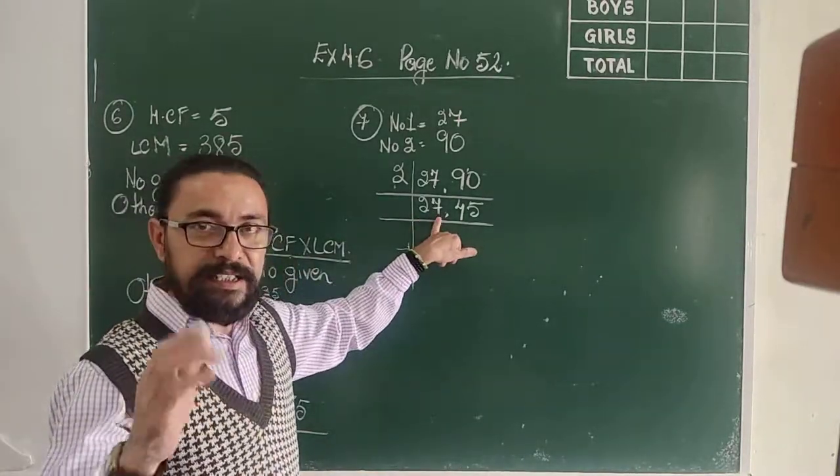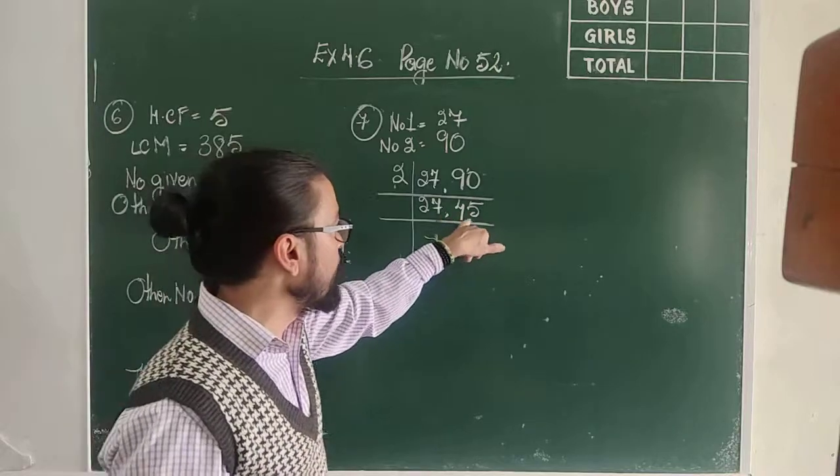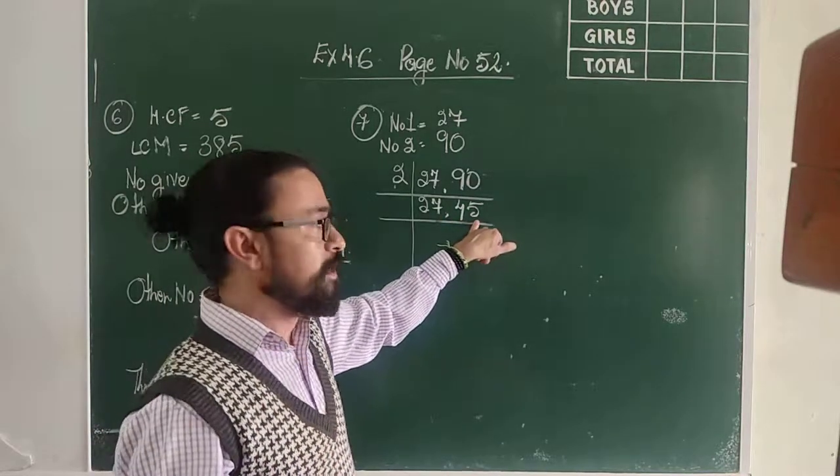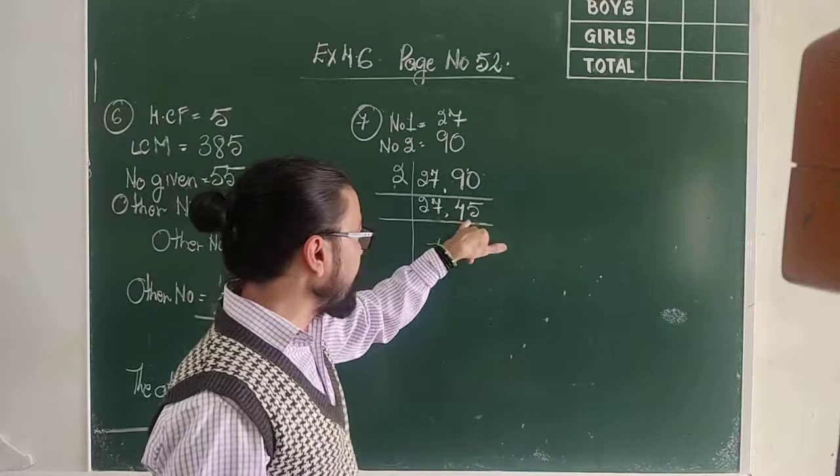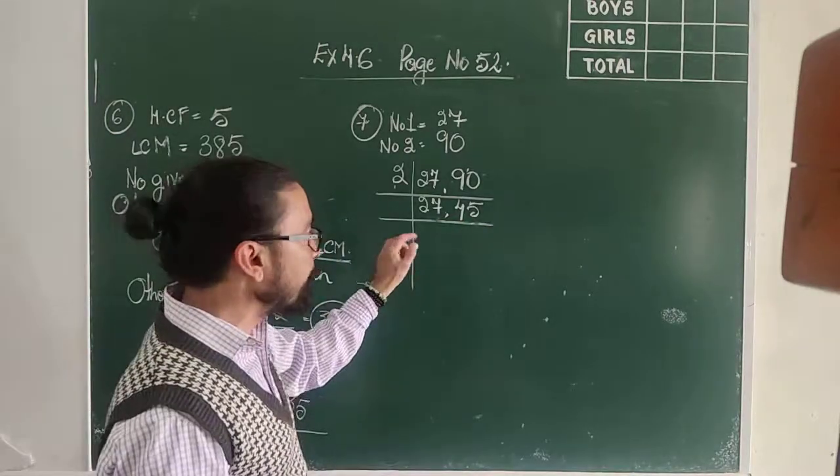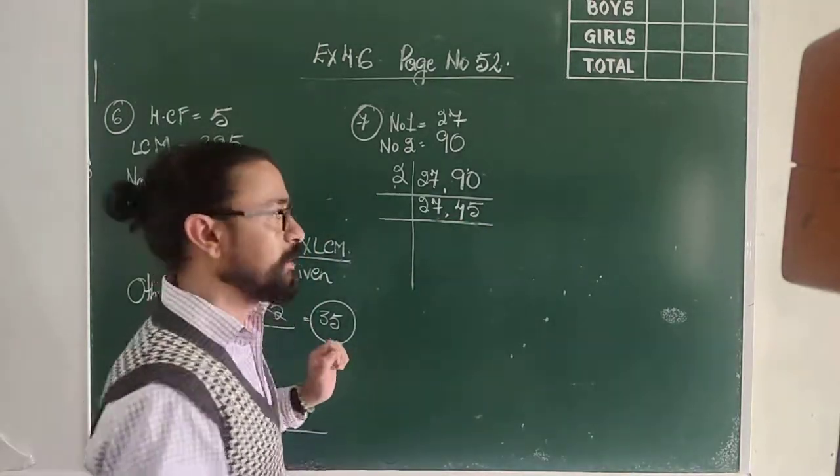2 plus 7, 9, divisible by 3. Next prime number is 3. 4 plus 5, 9, divisible by 3. Because both of them when you add you get 9, and 9 is divisible by 3. So these numbers will also be divisible by 3.